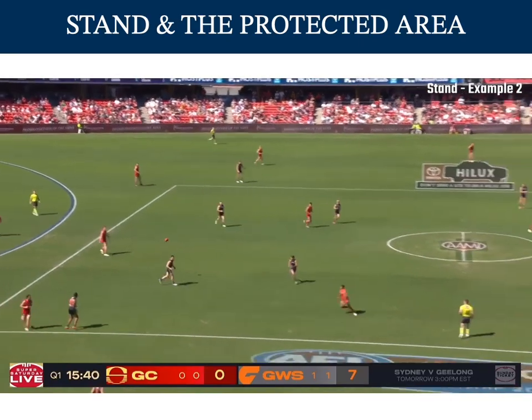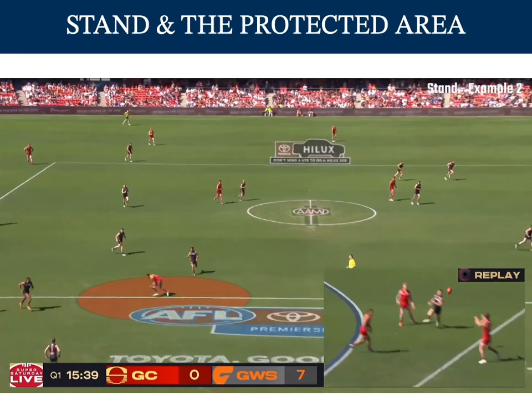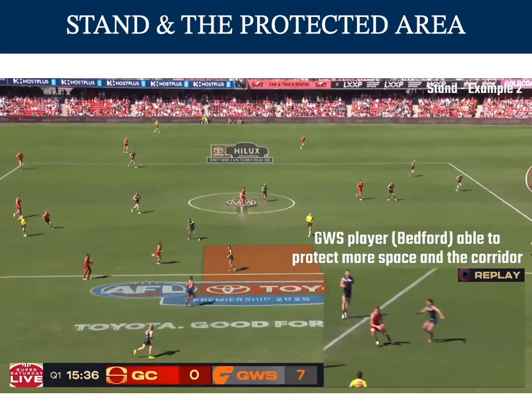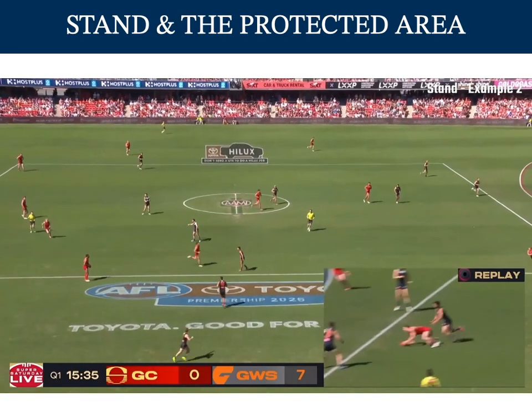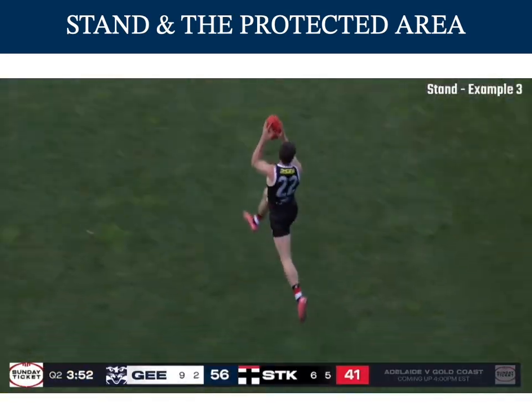In the case of this mark, Bedford is outside the protected area when the mark is taken. However, he enters the protected area soon after. In 2026, he will be called to stand, and if he were to leave the protected area, a 50-metre penalty would be awarded. The aim of this modification is to prevent players protecting space and the corridor, and to allow play to move more freely.